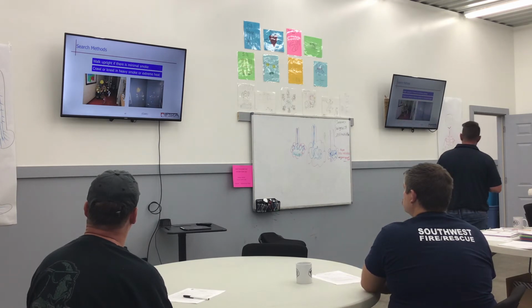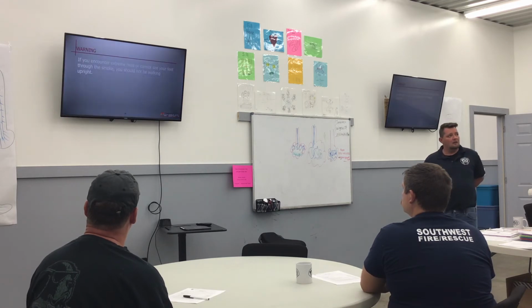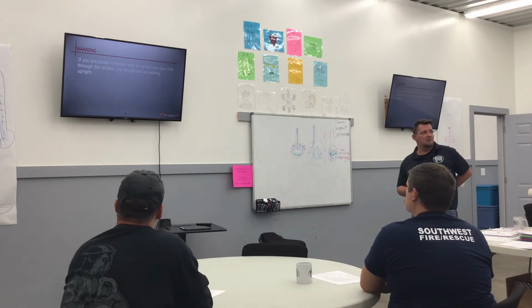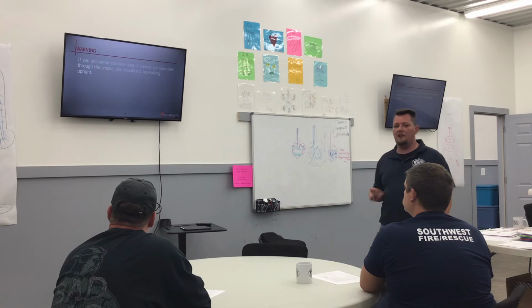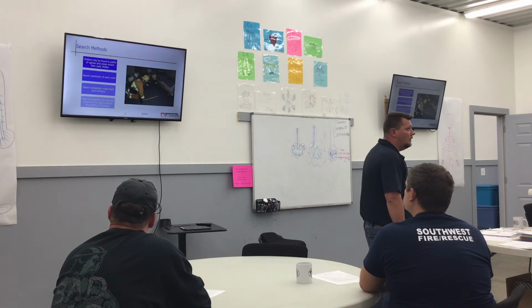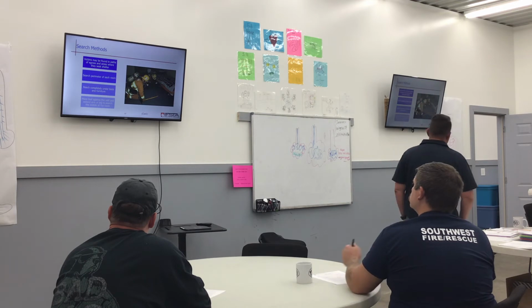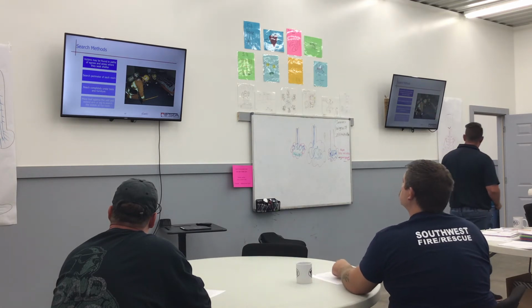You can crawl or kneel in heavy smoke or extreme heat. So if you encounter extreme heat or cannot see your feet through the smoke, you should not be walking upright. So, good rule of thumb. Search methods: victims may be found in paths of egress and areas where they seek shelter.